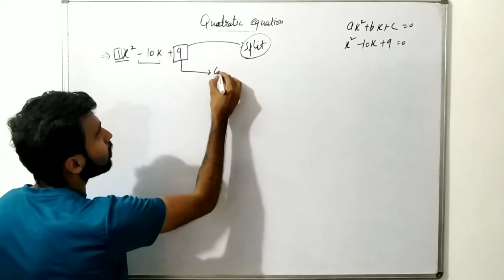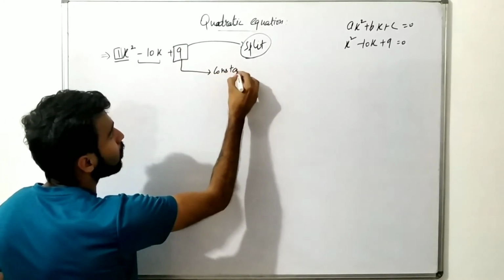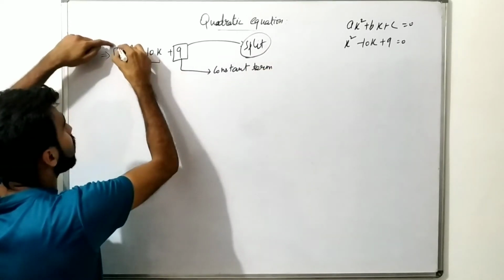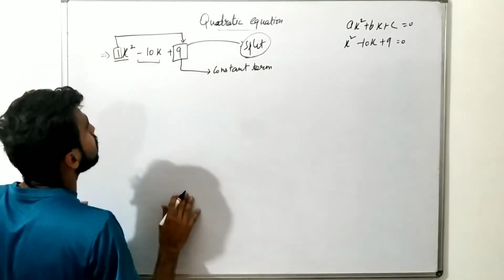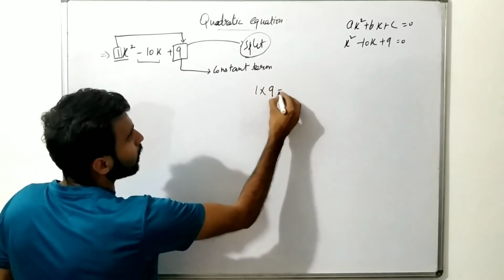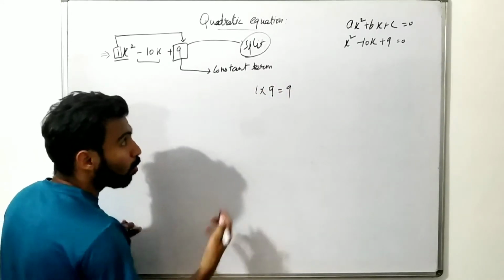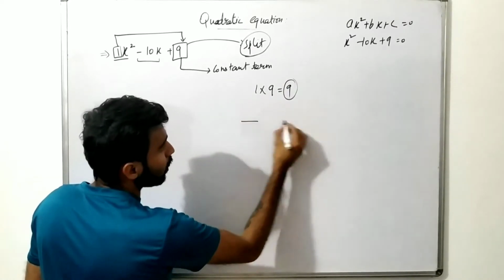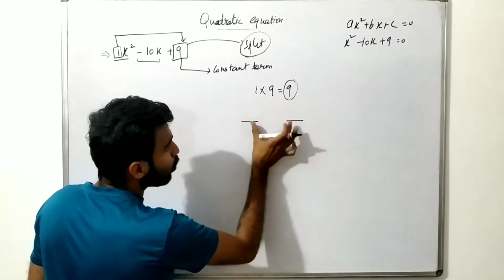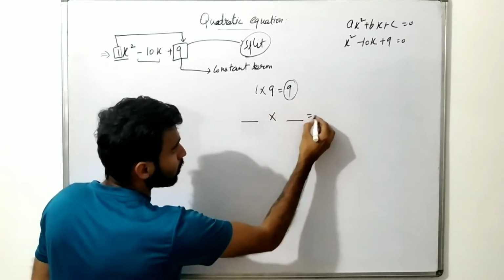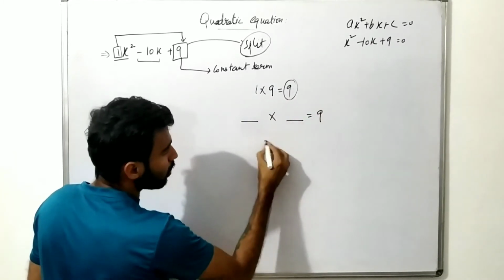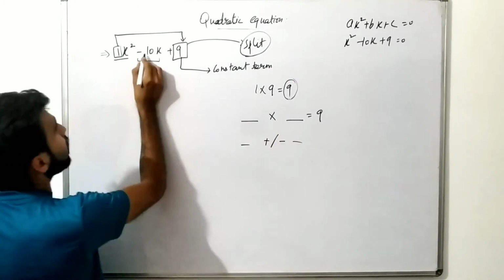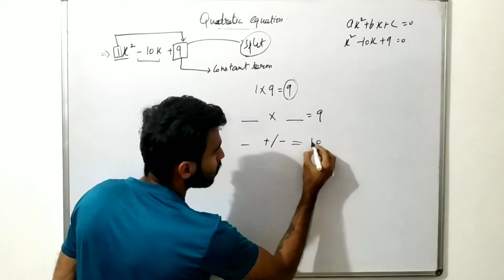Now you can see here that this is the constant term. What you have to do is simply multiply these two numbers. So what you will get is 1 into 9, that is 9. Now you have to break this number 9 in two numbers, so that the product of these is 9, but the addition or subtraction should be the middle term here, that is minus 10.